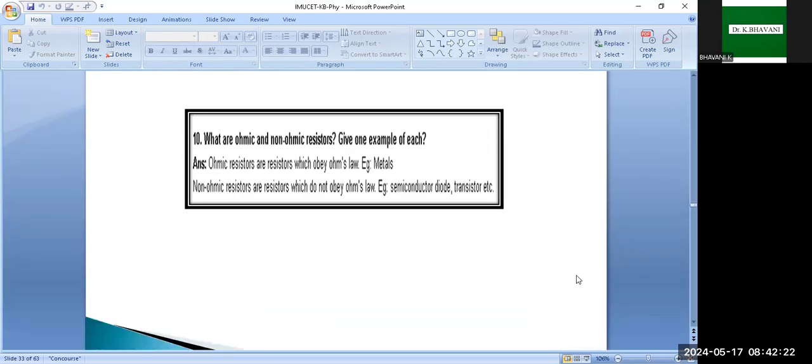And what are ohmic and non-ohmic resistors? Give one example for each. Ohmic resistors are the resistors that obey Ohm's law, for example, metals. But non-ohmic resistors do not obey Ohm's law, for example, semiconductor diode and transistor.